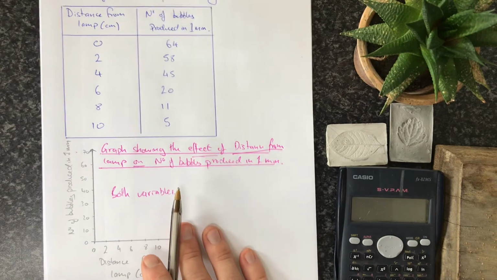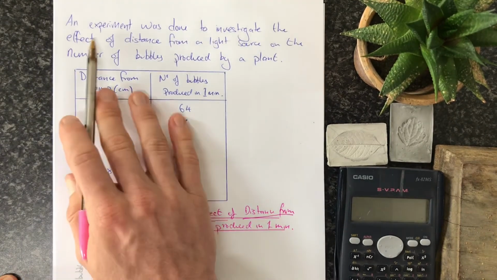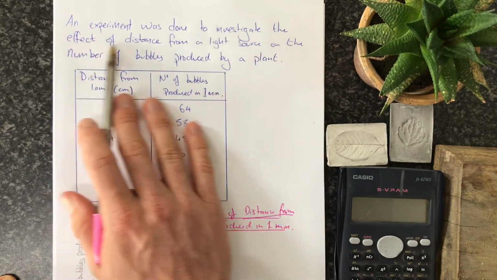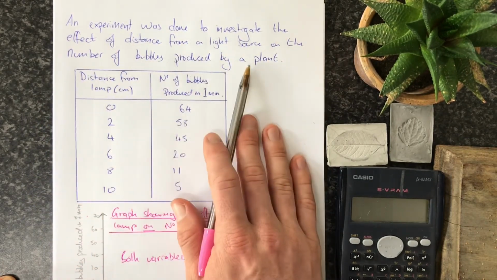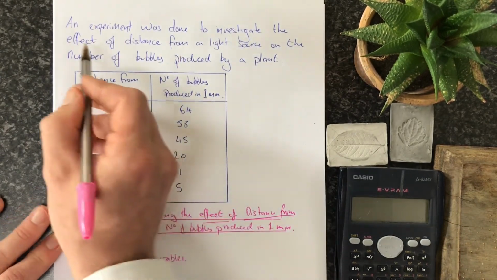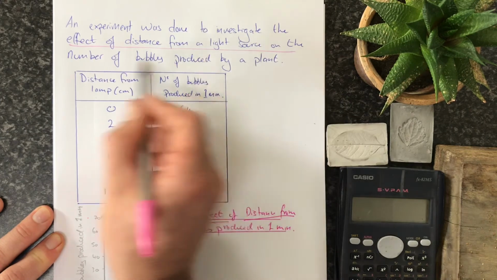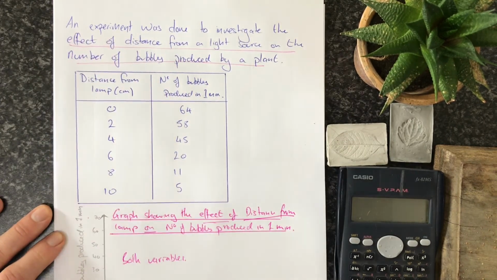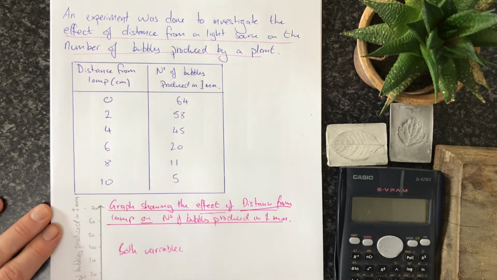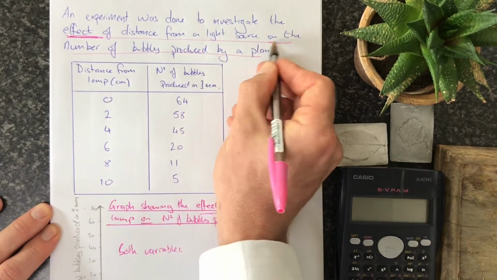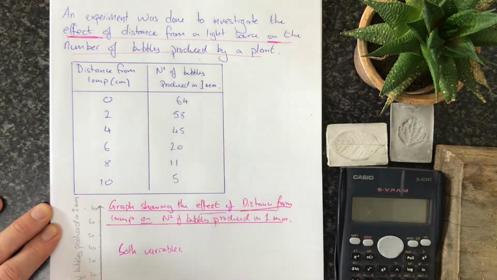Now a handy hint is that sometimes in a question you may be given a description of the experiment. So here, an experiment was done to investigate the effect of distance from a light source on the number of bubbles produced by a plant. So just look carefully in the description of the experiment, you'll see here, effect of distance from a light source on the number of bubbles produced by a plant. And you can see that that's going to help you to write your title. So you can write it the same way it's described in the question. Just look for those keywords, effect of, and then on. That's going to tell you your x-axis and your y-axis.